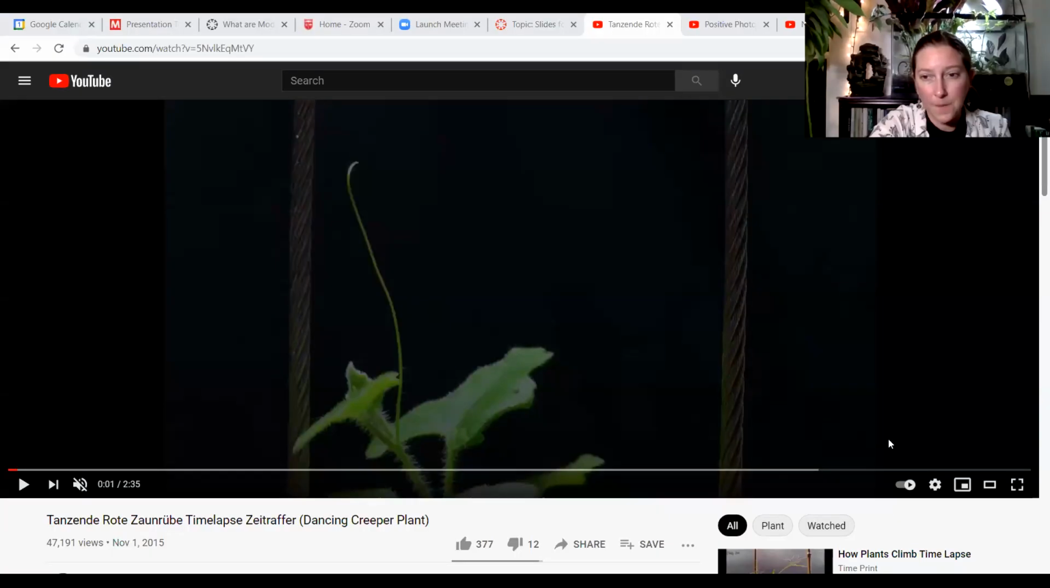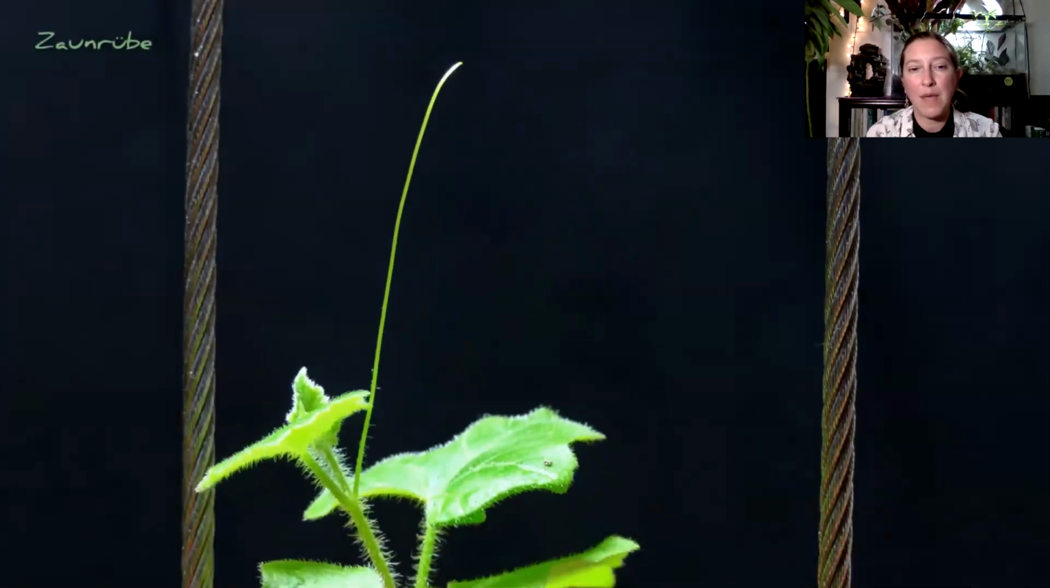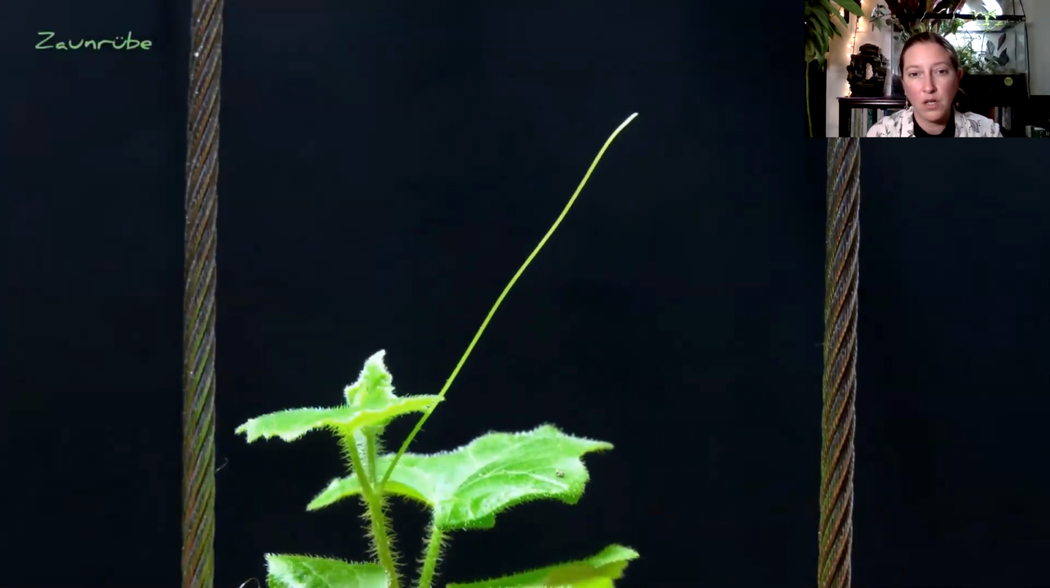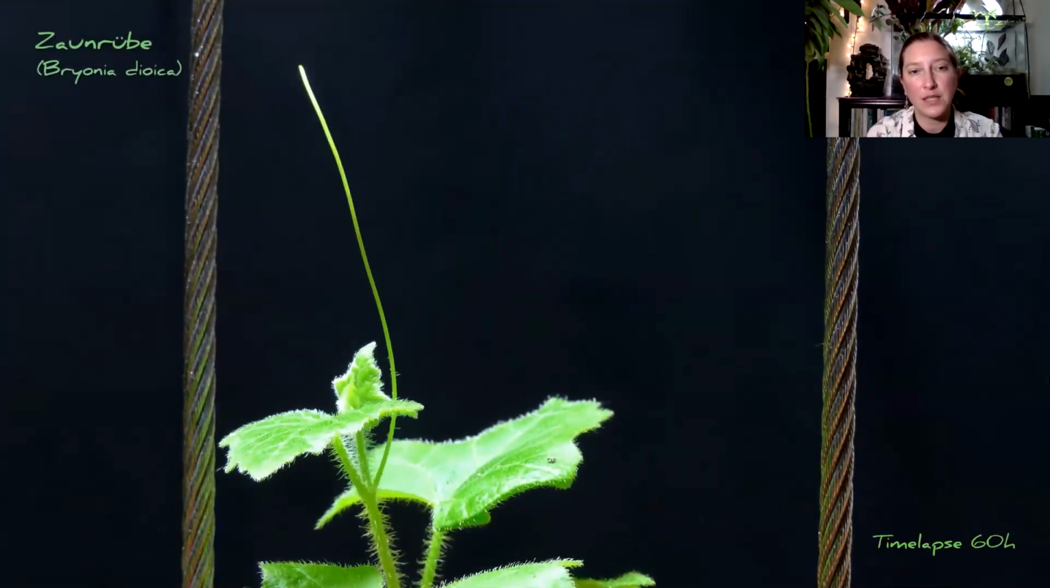The next type of movement we're going to look at is what's called twining movements. Twining movements. I'll show you the word in a second. Let me share this with you guys first. Here we go. Okay. So twining movements are what plants do that make a thing called a tendril. You'll see what we're talking about in a second.